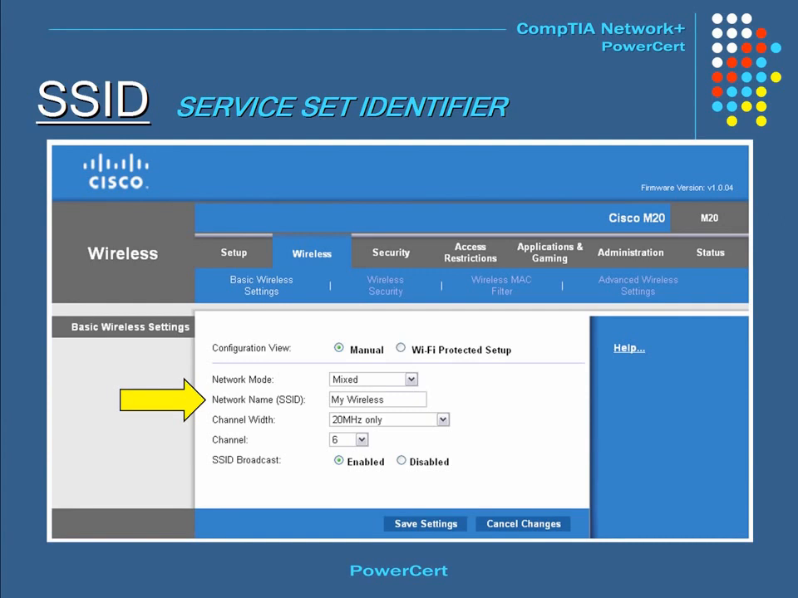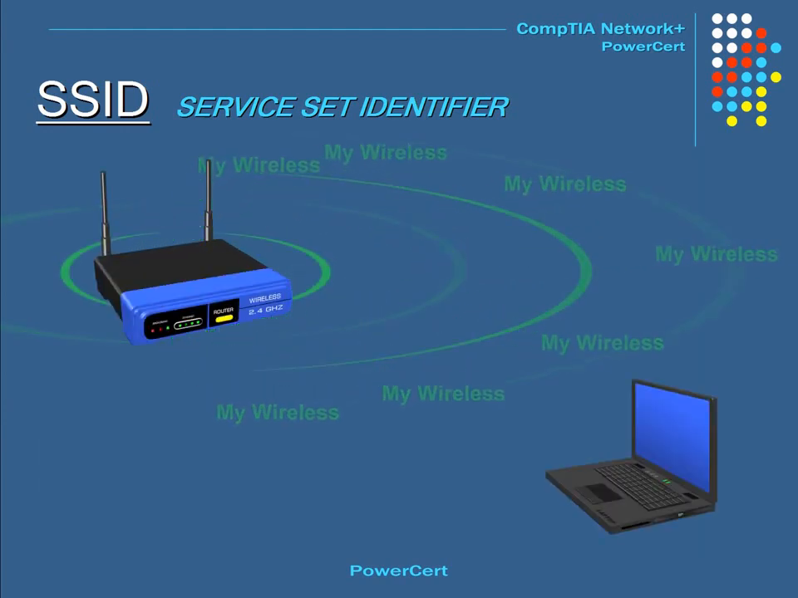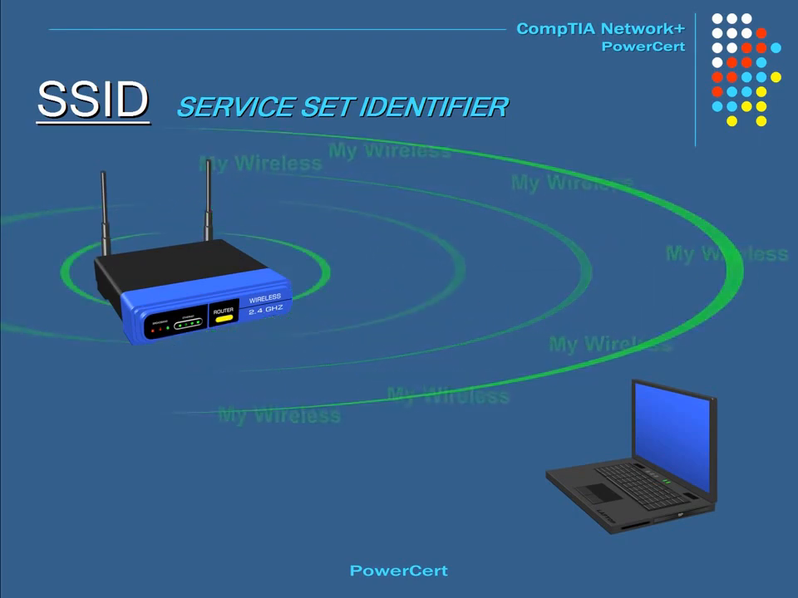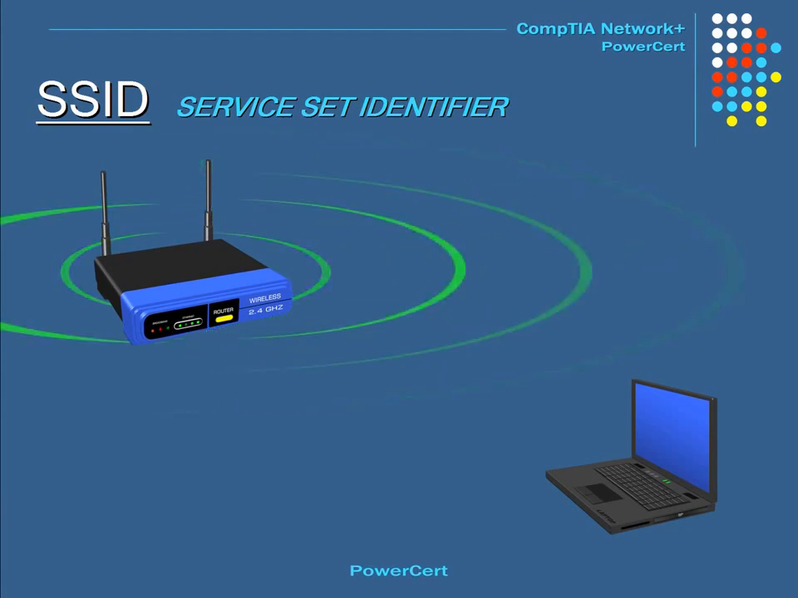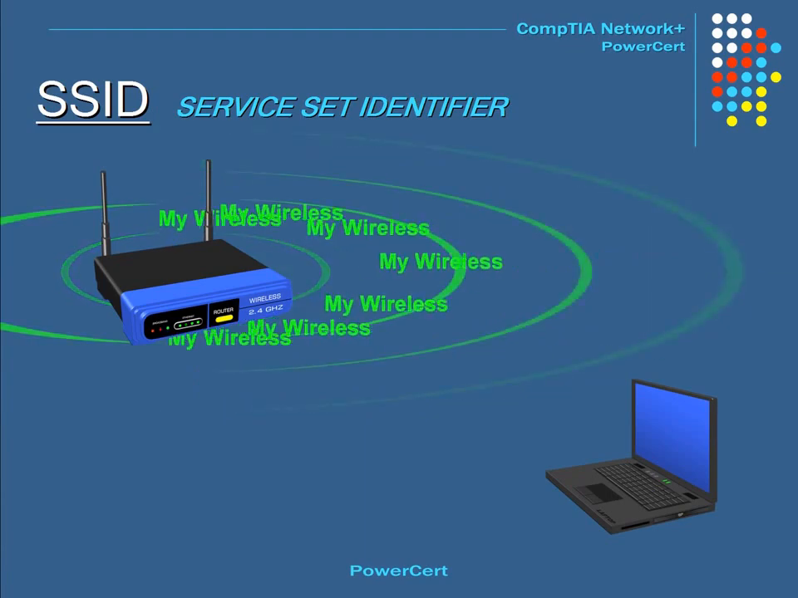And as you can see here, this SSID is called My Wireless. So as an example, when a wireless laptop scans for wireless networks to join in the vicinity of this router, the laptop will see the router's SSID broadcast called My Wireless, and if it has the proper credentials, it can join the network.